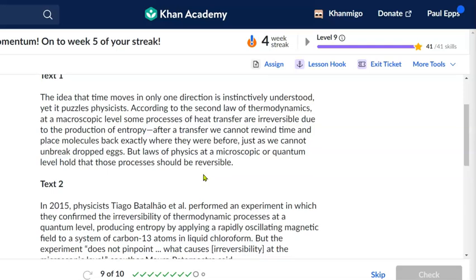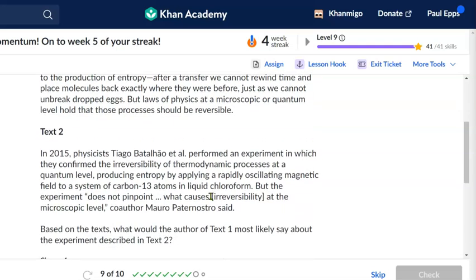Text 1: The idea that time moves in only one direction is instinctively understood, yet it puzzles physicists. According to the second law of thermodynamics, at a macroscopic level, some processes of heat transfer are irreversible due to the production of entropy. After a transfer, we cannot rewind time and place molecules back exactly where they were before, just as we cannot unbreak dropped eggs. But laws of physics at a microscopic or quantum level hold that these processes should be reversible.